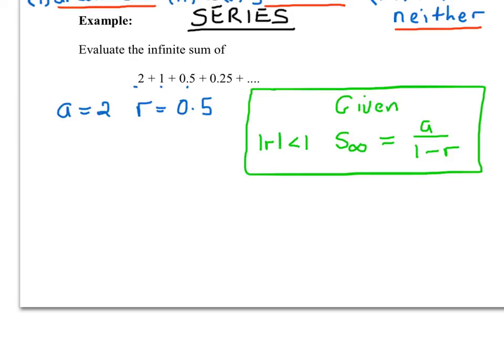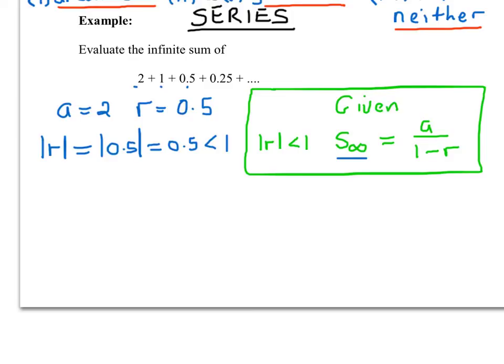Now in the exam I'm given that if the absolute value of r is less than 1, then the formula for the sum to infinity, or the sum of all the terms of the sequence, is equal to a divided by 1 minus r. In this particular case, we have that the modulus, or the absolute value of r, is equal to the absolute value of 0.5, which is equal to 0.5, and indeed that is a value less than 1. So this formula here holds.